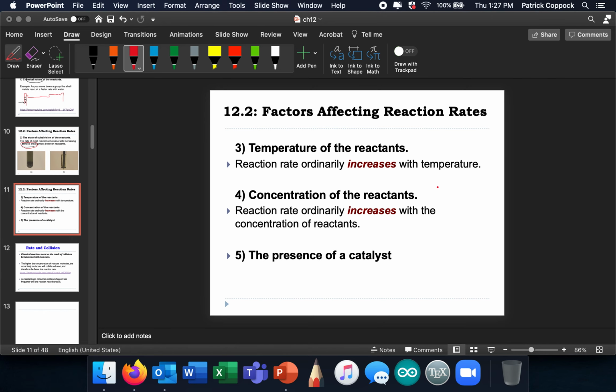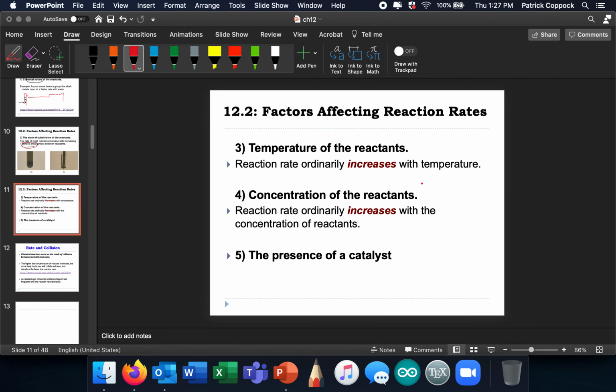A third factor is the temperature of the reactants. Usually an increase in temperature increases the reaction rate, okay? Rate ordinarily increases with the temperature, and rate normally increases with the concentration, right? So temperature, concentration, and then finally a catalyst, which we won't describe here why a catalyst affects the reaction rate, but that is another thing that affects the reaction rate, okay?